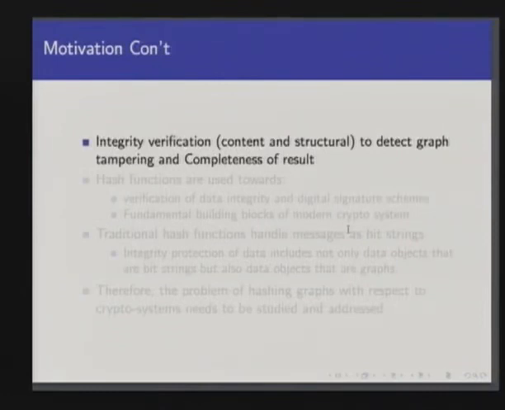So integrity verification. When we talk about integrity verification of graph data, we are actually talking about two main things: the content of the graph and the structure of the graph. In this paper, the focus is to develop some cryptographically secure hash schemes to hash these graphs so that both the content and structural integrity of the data is not violated.